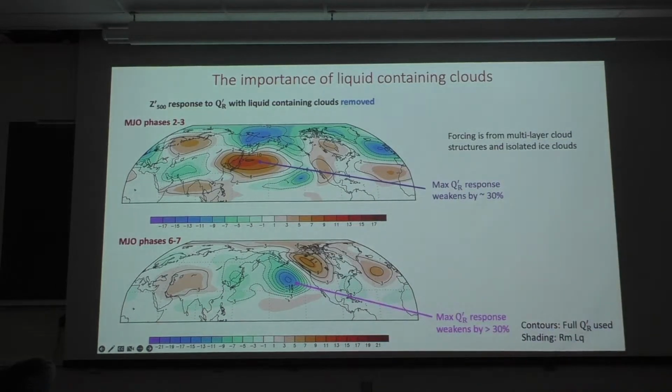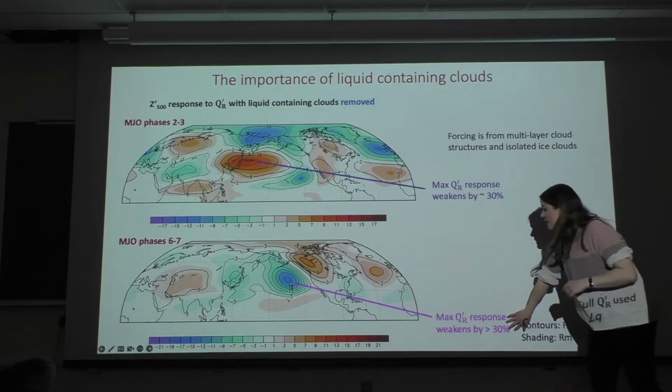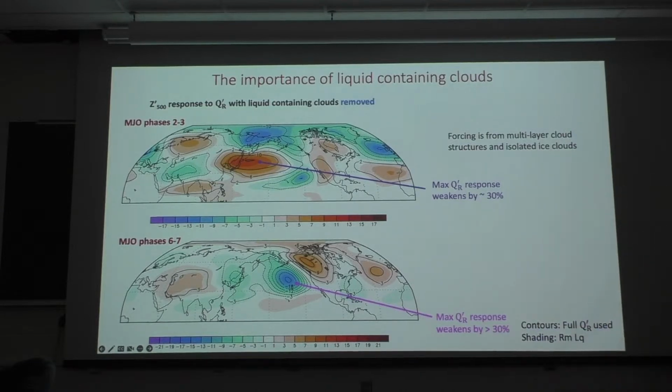We can do the same thing for MJO phases 6 and 7, right? And we see a similar weakening of our response when we remove liquid-containing clouds, right? So there's kind of a consistency of the impact of removing these clouds.